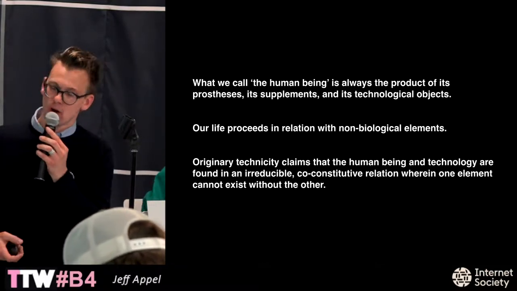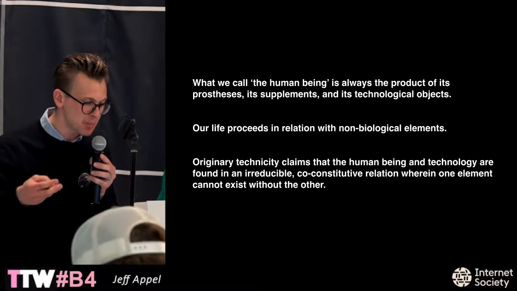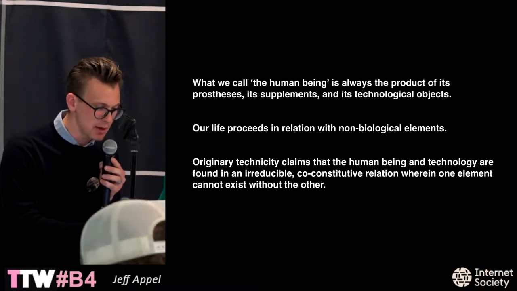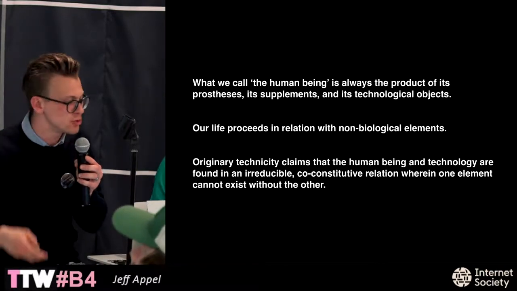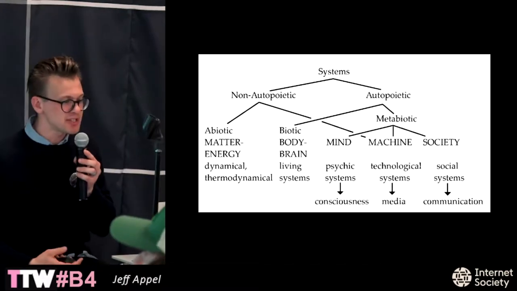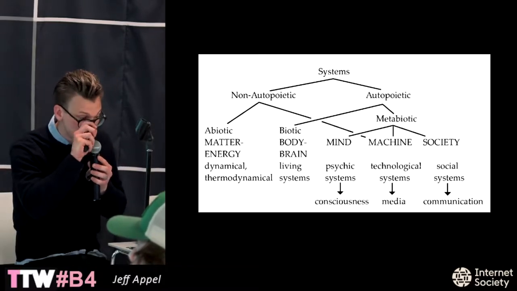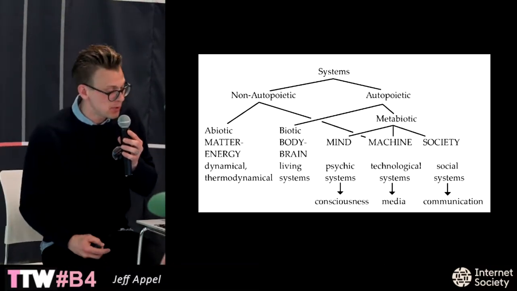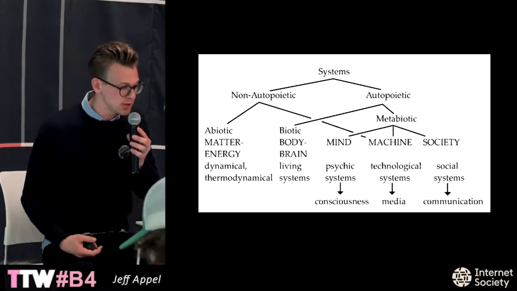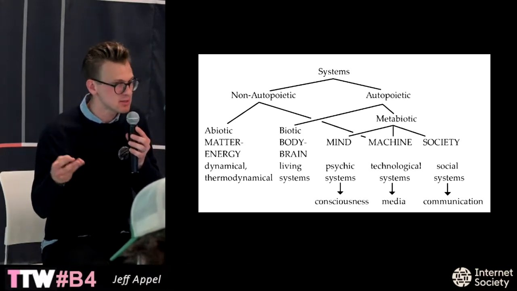So what are we talking about with originary technicity? There's some ways of summing up right here. At the ground level, it's the theory that what we call the human being is always the product of its prosthesis, its supplements, and its technological objects. This means that there is something fundamental about the human tendency to exteriorize ourselves into tools, artifacts, language, and technical memory devices. More than this, our life proceeds in relation with these non-autopoietic or non-biological elements. This means that technologies are not something external and contingent, but are rather the essential dimension to the human and its becoming. So put simply, originary technicity claims that the human and technology are found in a co-constitutive, irreducible relation where one element cannot exist without the other.